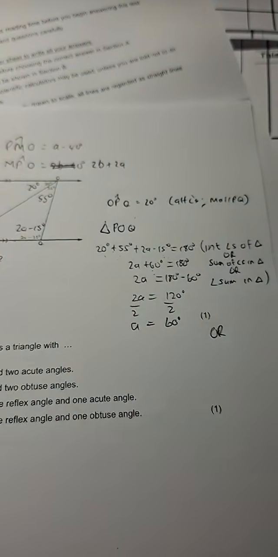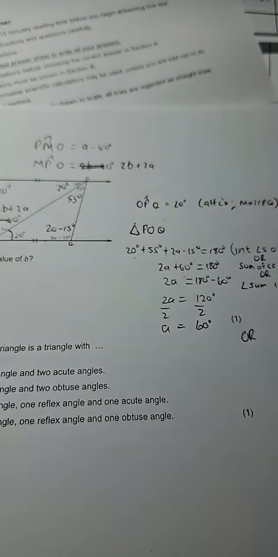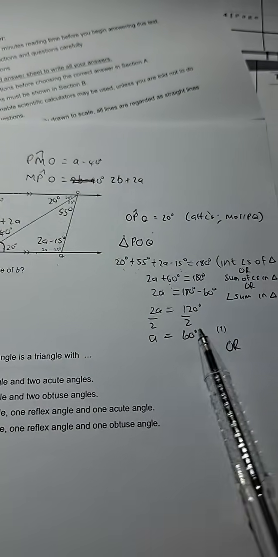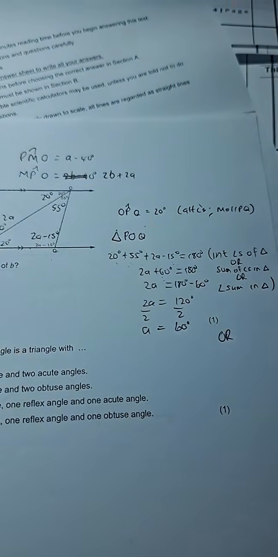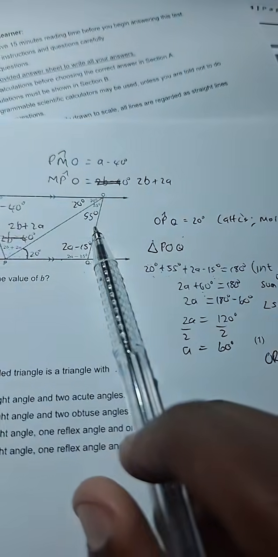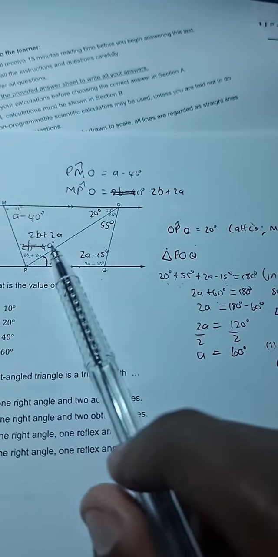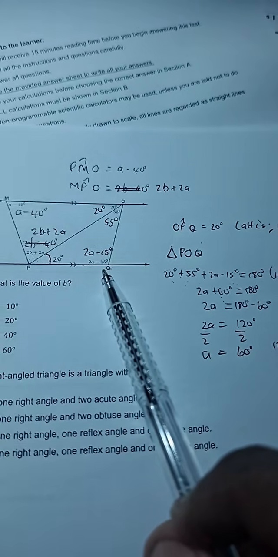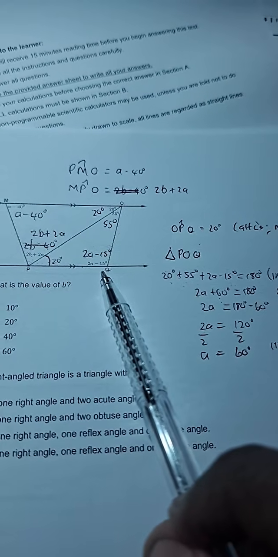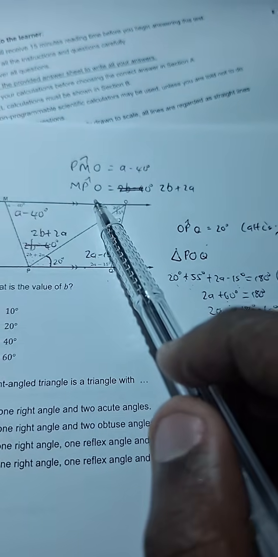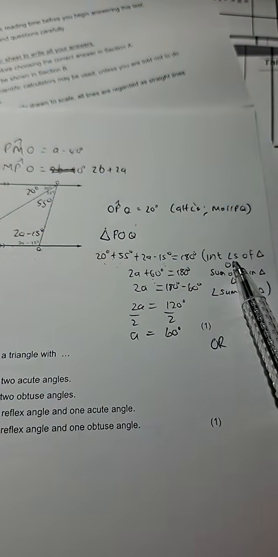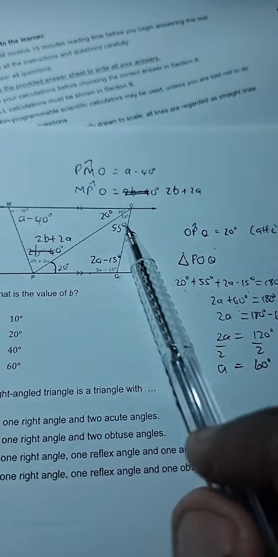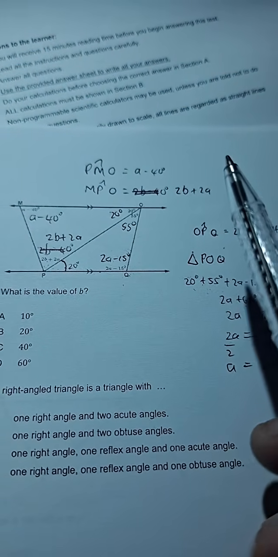So in other words, depending on what the learner sees, either option is 100% correct in finding the value of A. The learner who sees the triangle, as opposed to the learner who sees the co-interior angles, will still find the same value of A. All right.